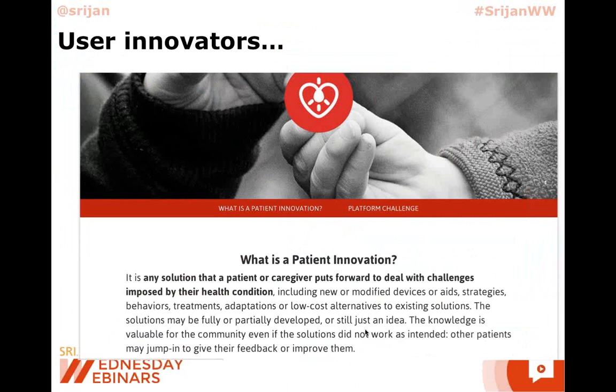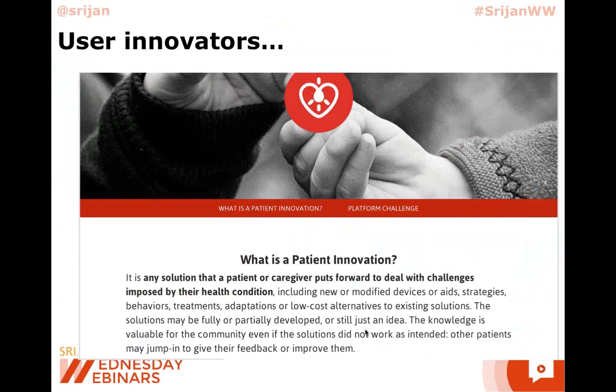So what you see here on this slide is actually a project that comes from someone who was working with Professor von Hippel at MIT, which is called Patient Innovation. And the assumption here is that the person who has the biggest interest in finding a solution to a disease is obviously the patient who suffers from it.